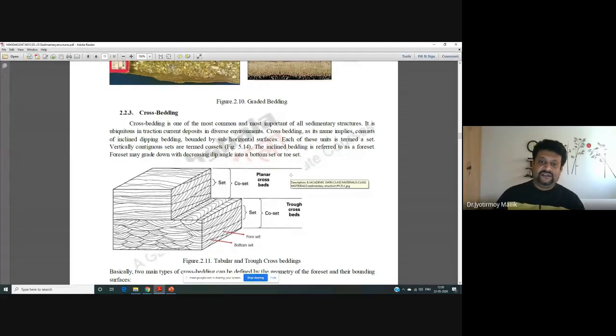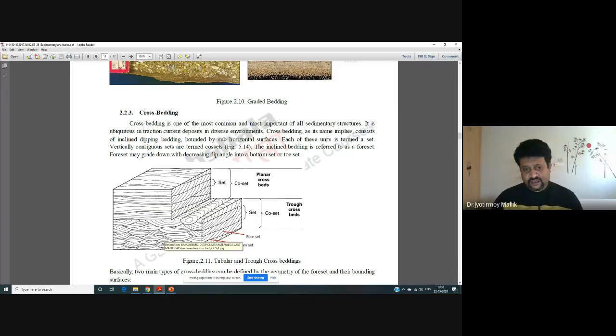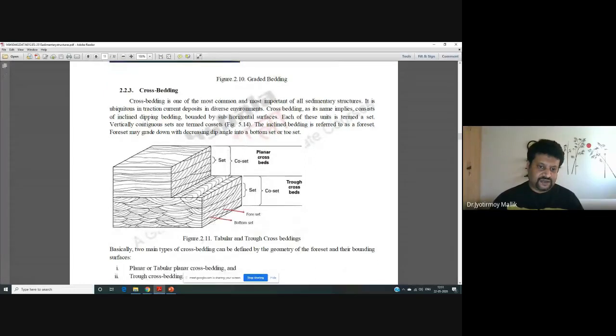Crossbeds are generally divided into two basic categories: planar cross stratification and trough cross stratification. You can distinguish them if you are looking perpendicular to the flow direction. Only then will you be able to distinguish them. Perpendicular to the flow direction, for planar cross stratification, the layers are generally parallel to each other. But in a trough cross stratification, of course, you see the development of beautiful troughs and filled troughs. A picture is being depicted here.